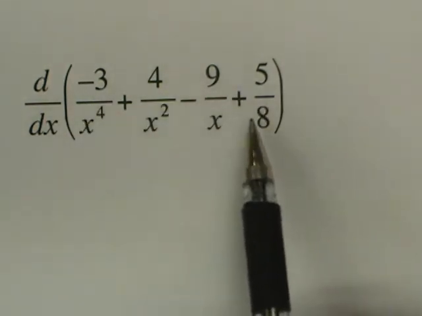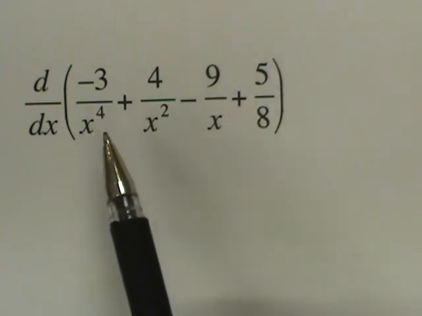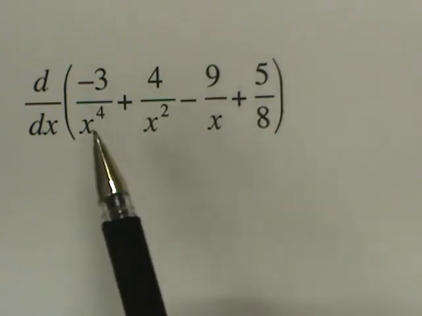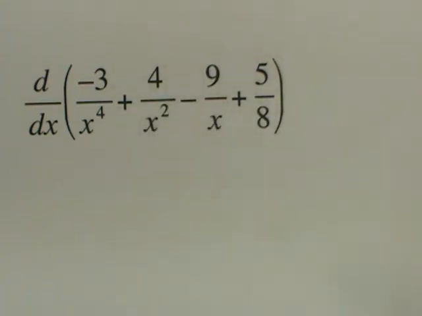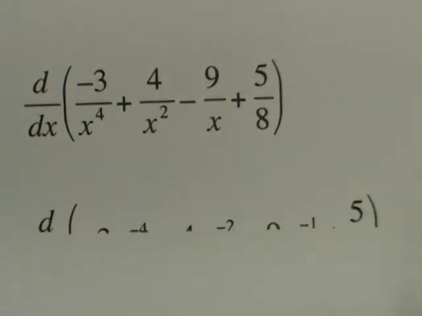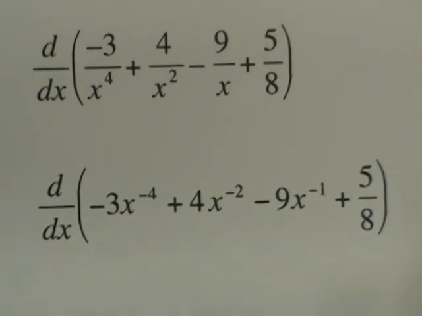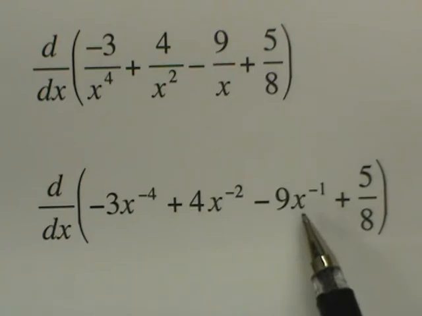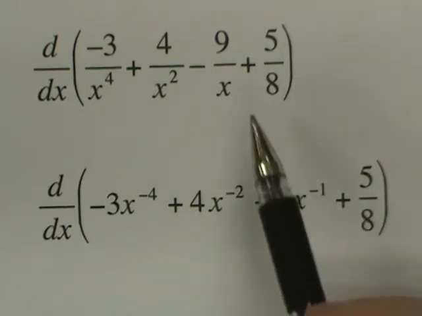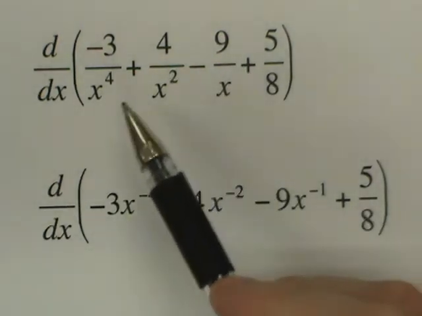Also, as you look at the expression, notice that the exponents, all the x terms, are on the bottom, which means that the exponents will all be written as negatives as you bring them up. That's my first step, is to write this in exponential form. And so I look at this and I can write this as negative 3x to the negative fourth plus 4x to the negative second minus 9x to the negative first plus 5/8, where I've brought all the x terms up.